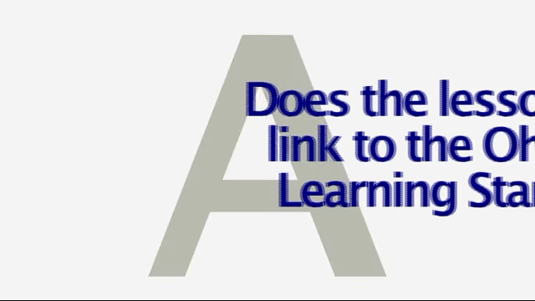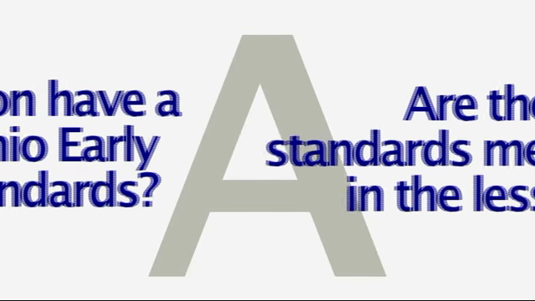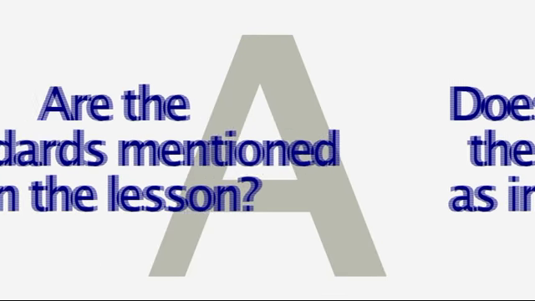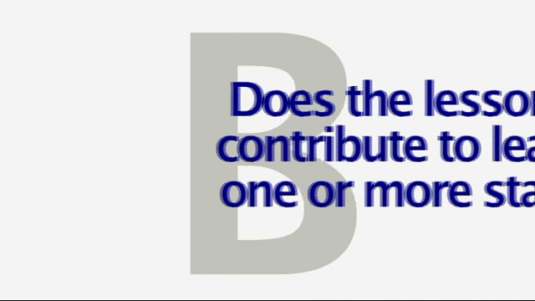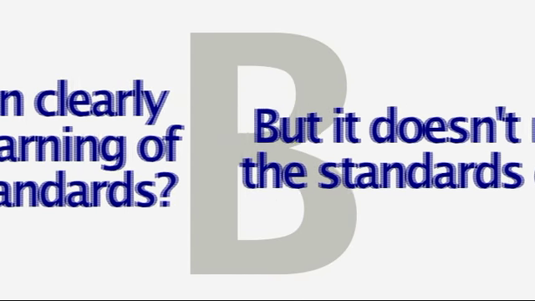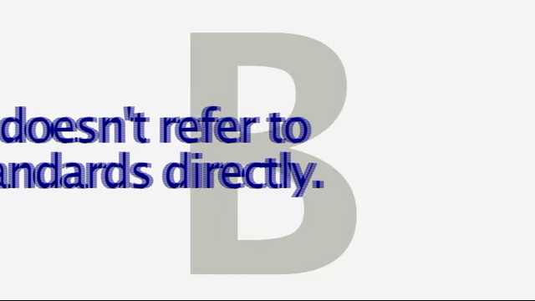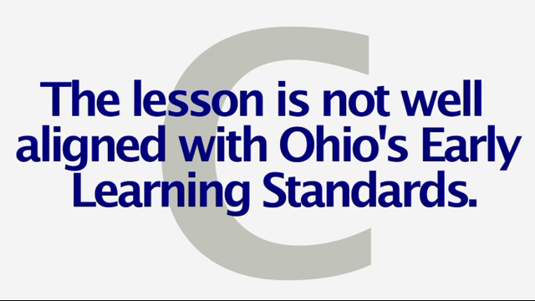Would you choose A? Ask yourself, does the lesson have a direct and explicit link to the Ohio Early Learning Content Standards? Are the standards mentioned anywhere in the lesson? Does the lesson use some of the same wording as in the standards? How about B? Maybe the lesson clearly contributes to student learning of one or more of the standards, but it doesn't really refer to them directly or use the same language as specific standards. Or maybe C, the lesson is not well aligned to the Ohio standards because it doesn't address any of the content appropriate for the age level you teach.